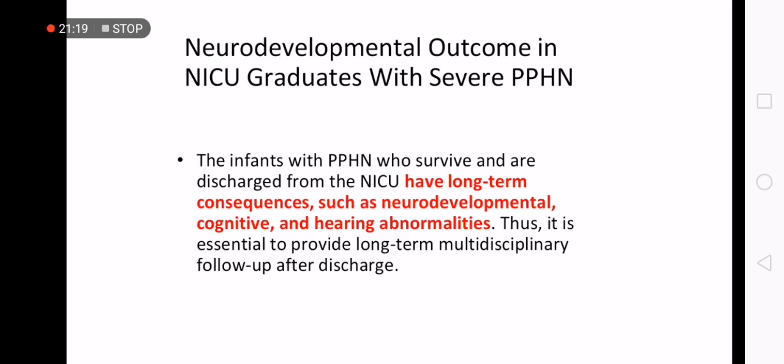Neurodevelopmental outcome in NICU graduates with severe pulmonary hypertension. Most of the patients have long-term consequences such as neurodevelopmental, cognitive, and hearing abnormalities. Thus, it is essential to provide long-term multidisciplinary follow-up after discharge to help those patients and to have rehabilitation later on after NICU admission.